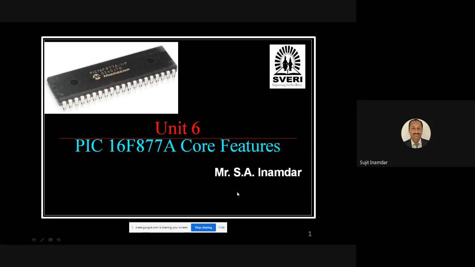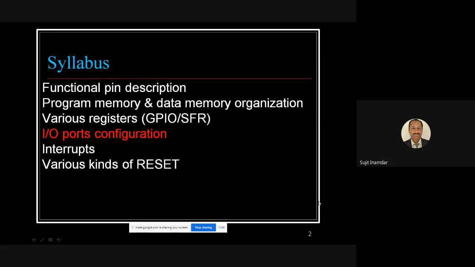So without wasting much time, how many students joined? Okay, fine, 50. So we will move towards the next point from unit number 6 we are going to learn, that is IO port configuration. It is a very small point. Already we have gone through it, but in detail, once again, we are supposed to see the features and how it is going to work. So today we will see IO port configuration.